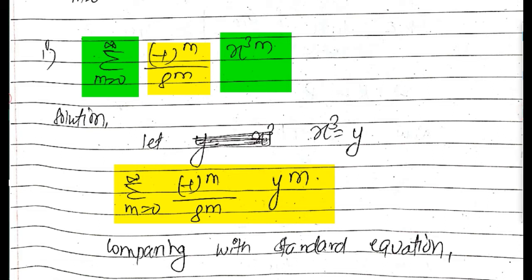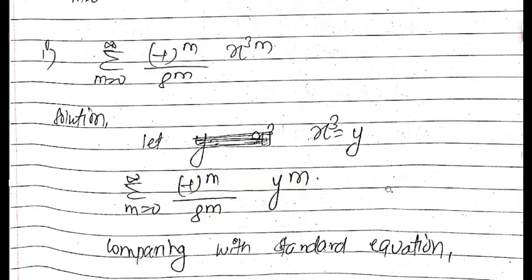And what is our standard equation? Our standard equation of the power series is the summation n equals 0 to infinity of a_n x to the power n. After comparing this yellow shaded equation with the standard equation, we get a_n equals this, minus 1 to the power m, and x to the power n equals m. Okay, let's see what's going to happen.